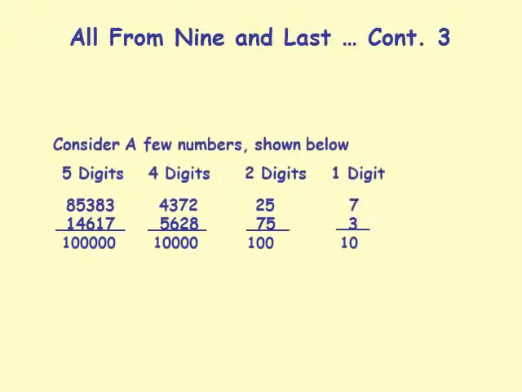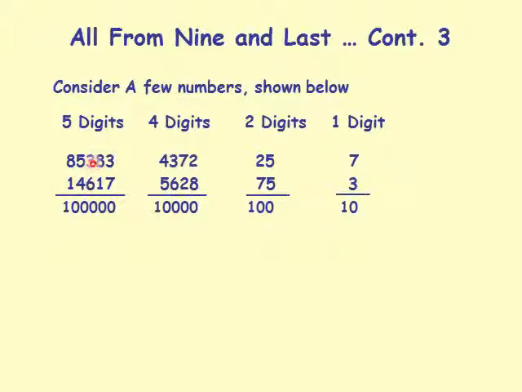Let's continue with all from 9 and last from 10. We had these four examples: 5 digits, 4 digits, 3 digits, and a single digit. Each has all from 9 and last from 10 applied. Then we added these two numbers in this column, and these two in the next columns. This is 100,000, this is 10,000, this is 100, and this is 10.